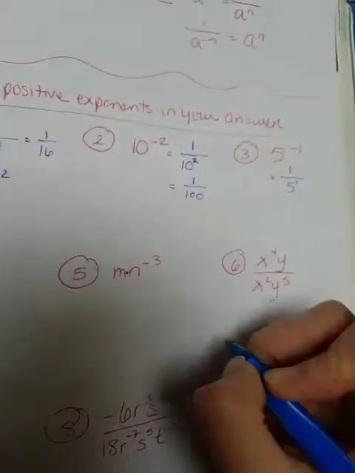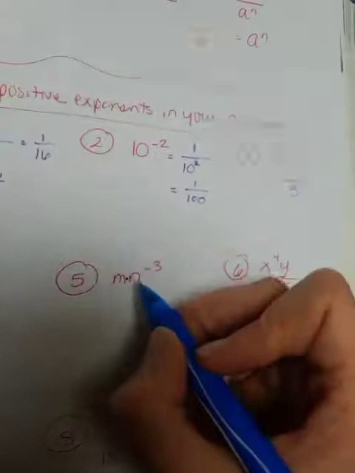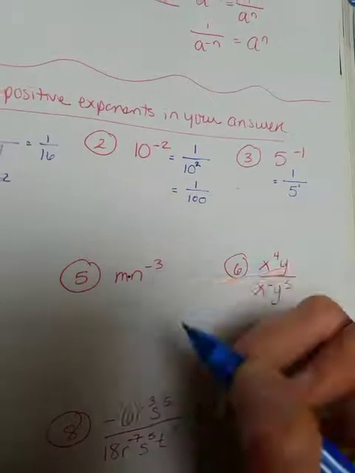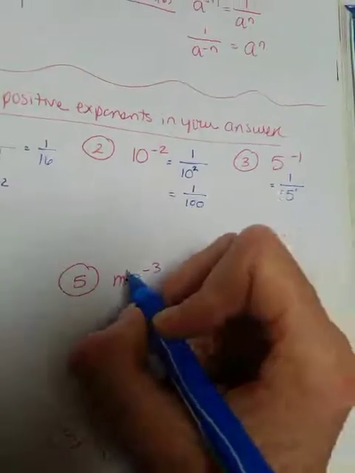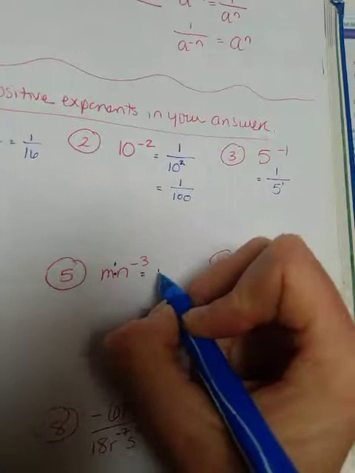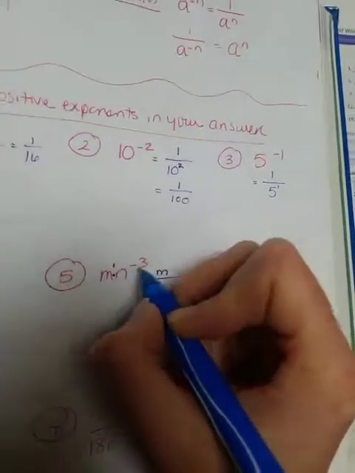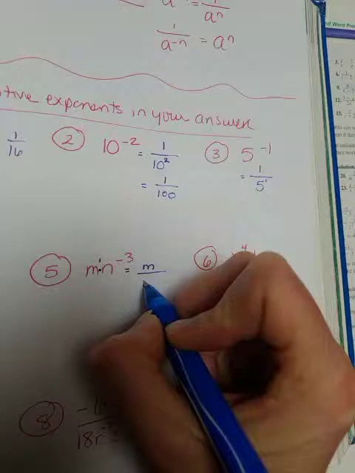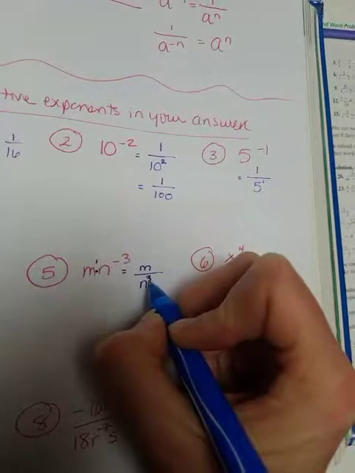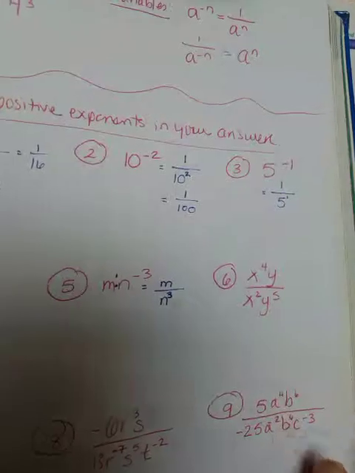Number 5, remember this is m times n to the negative 3. So n is the base that is to the negative third power. M is to the first. So because m is to a positive exponent, it stays on top. N is to a negative exponent, so it goes on the bottom, and I write it as a positive exponent of 3.